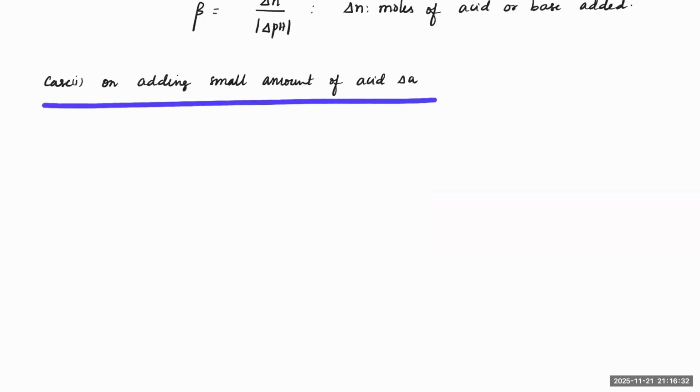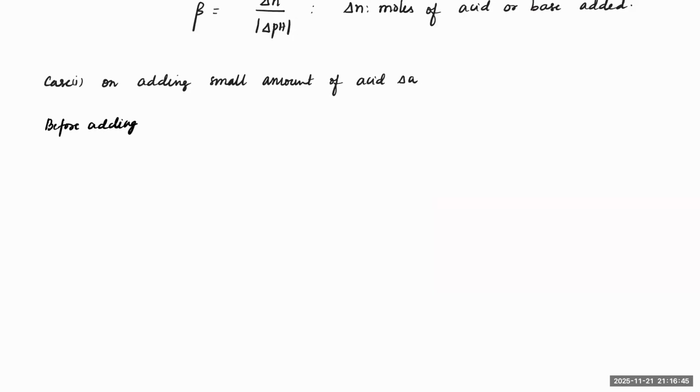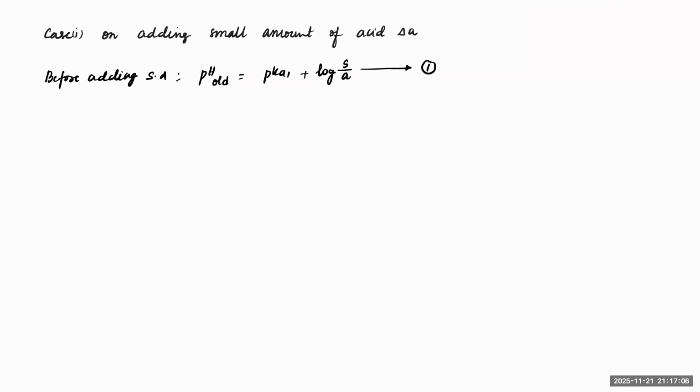That's it, correct? So in such a case, what can I say? First case, when a small amount of acid is being added, what is the pH before I add HCl? Before adding strong acid, the pH old will be equal to pKa plus log of salt moles by acid moles. Correct? Let me put this as equation 1.